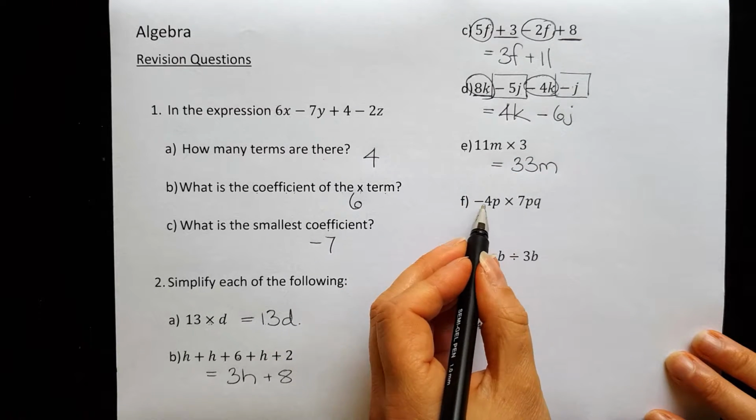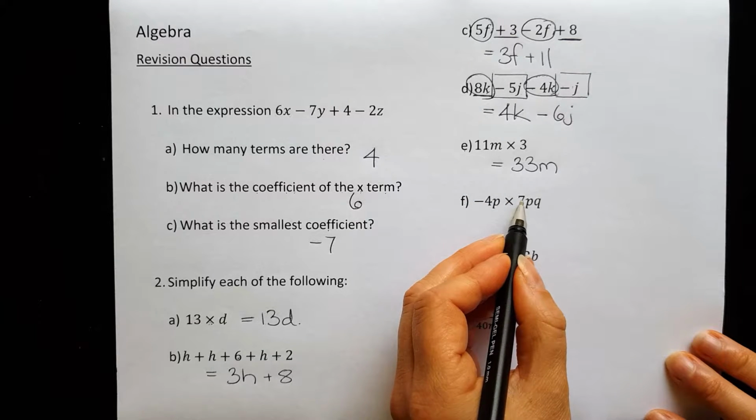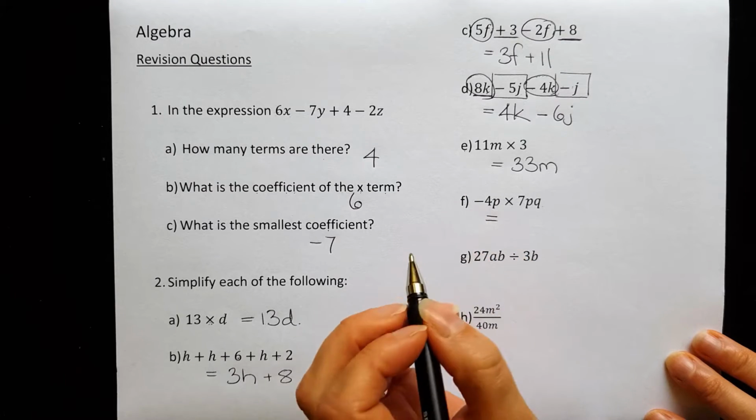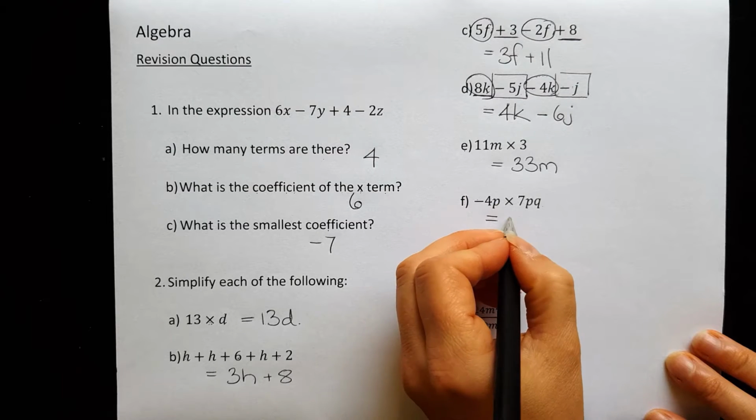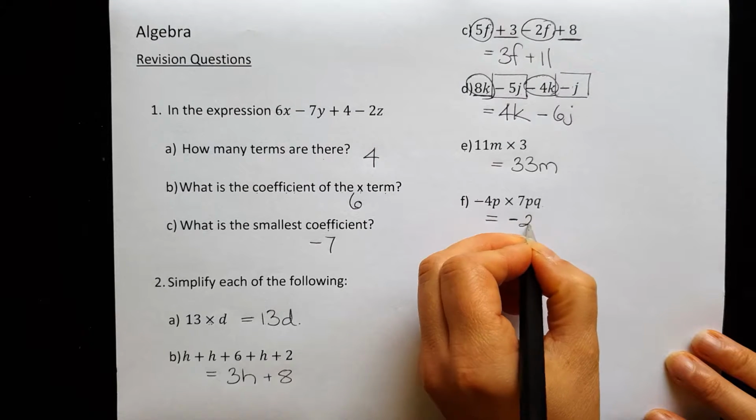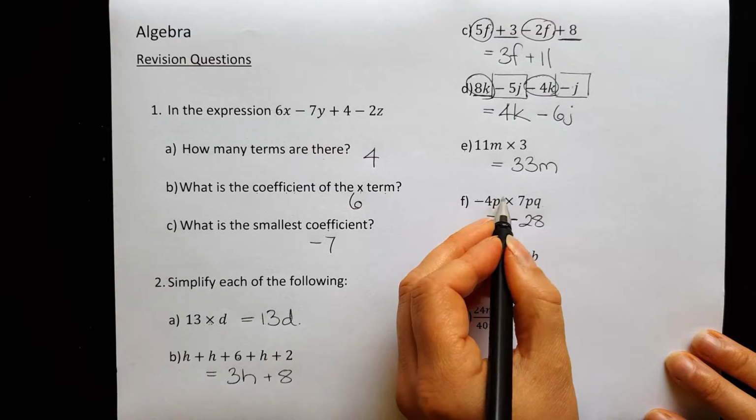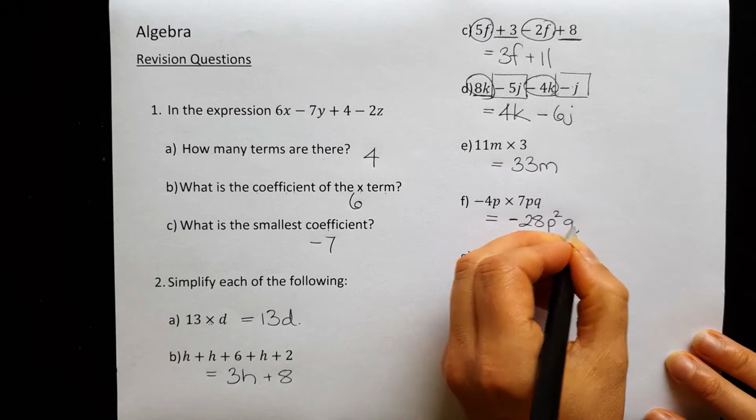In F, again, we are multiplying. So minus 4p times 7pq. So multiply the numbers, even if there's a minus sign with one of them. So it's minus 4 times 7. That makes a negative 28. If we have more than one p, so p times p, that's going to become p squared, and 1q there as well.